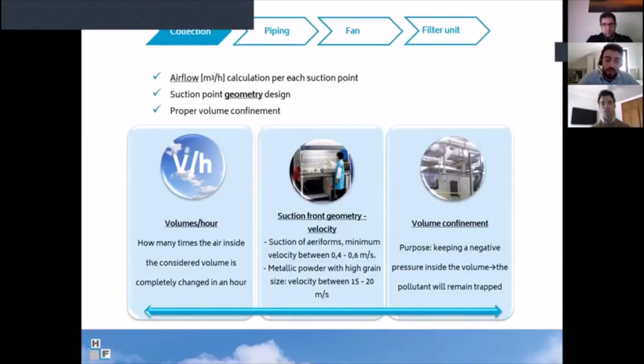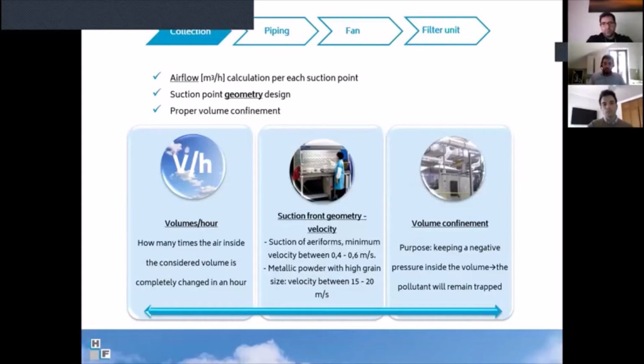For example, we use values between 0.4 and 0.6 meters per second for a suction hood like this. This solution is good when we are dealing with aeriforms, so with very small particles, like for example VOC, or very small dust, like welding fumes and so on.